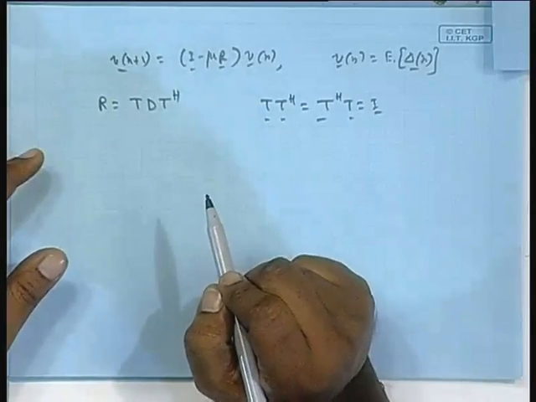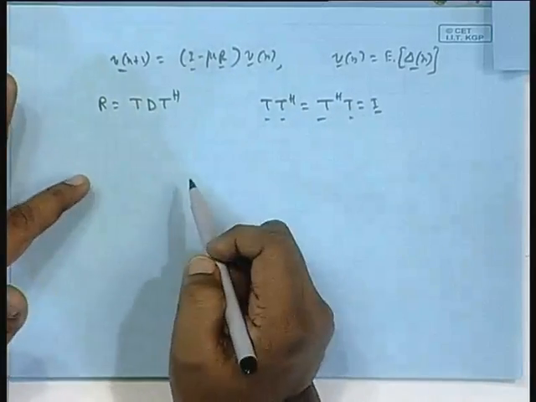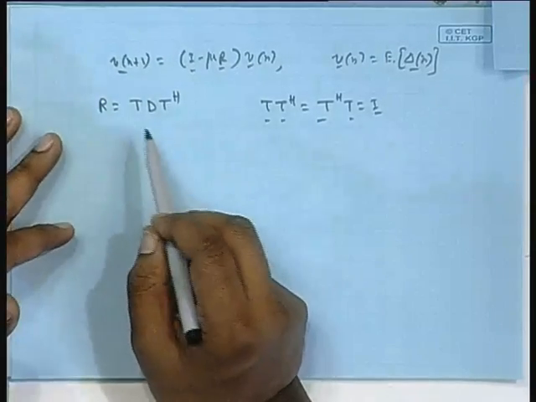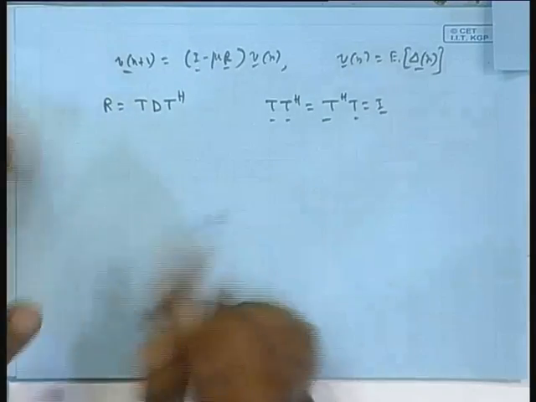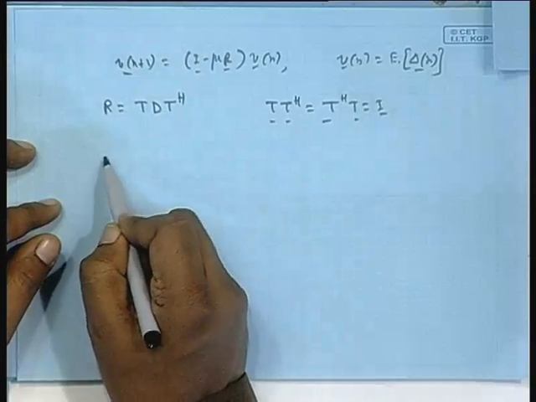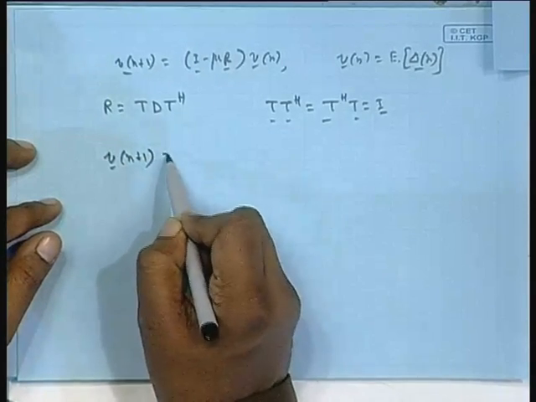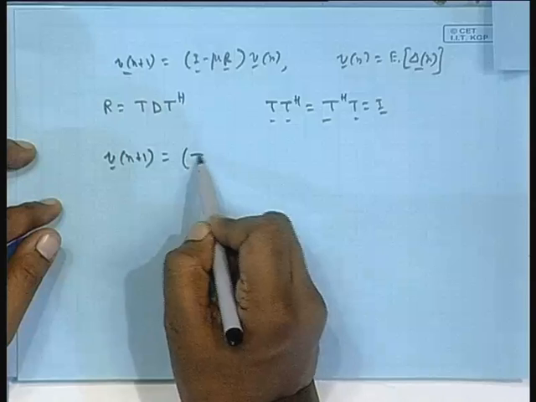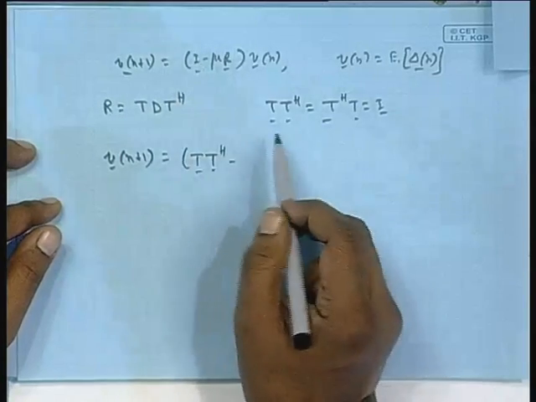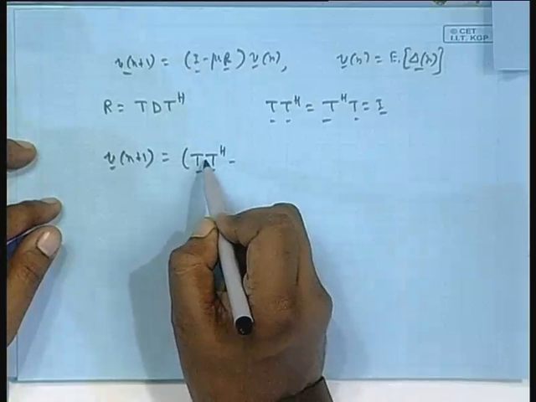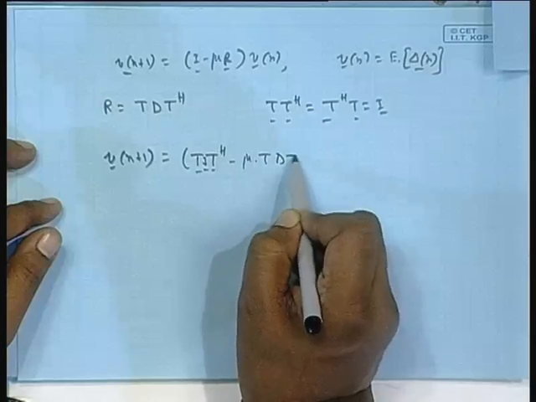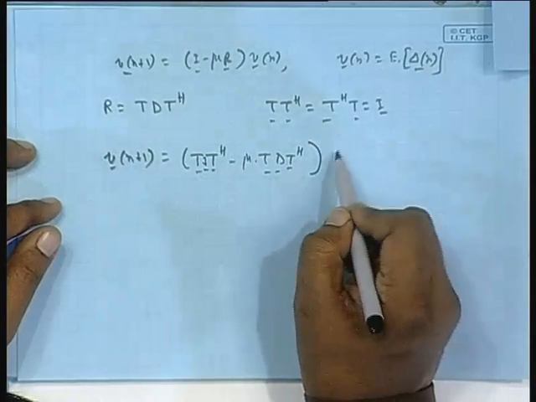D consists of what? The eigenvalues, and for a Hermitian matrix eigenvalues are real, for positive definite they are also positive. So, I replace it here. I you can always write as T T Hermitian. In fact, T into I into T Hermitian, minus mu T D T Hermitian, into V n.